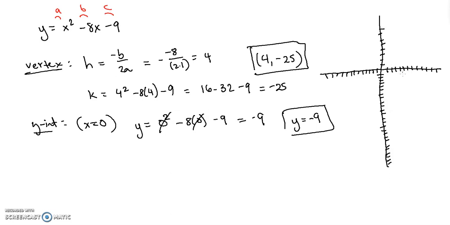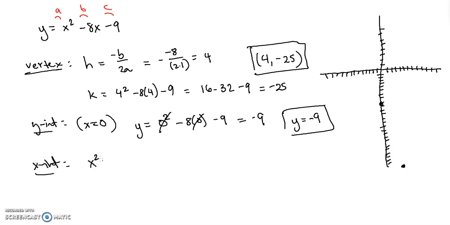All right, so the vertex is at (4, -25), somewhere right about there. The y-intercept is negative 9, right about there. Okay, so looking at this, we also see that a is positive, so it's a parabola up, which makes sense for our information. Are we going to have x-intercepts? Yes, we're going to have to at some point hit the x-axis, so we definitely do have x-intercepts.